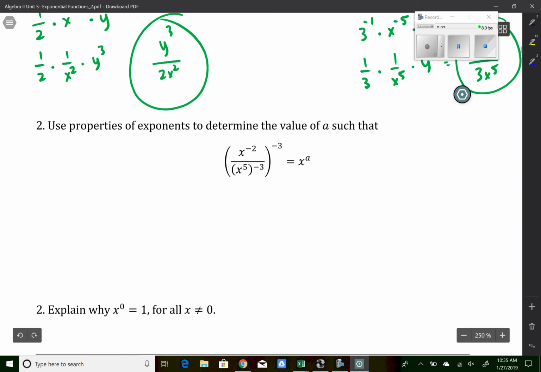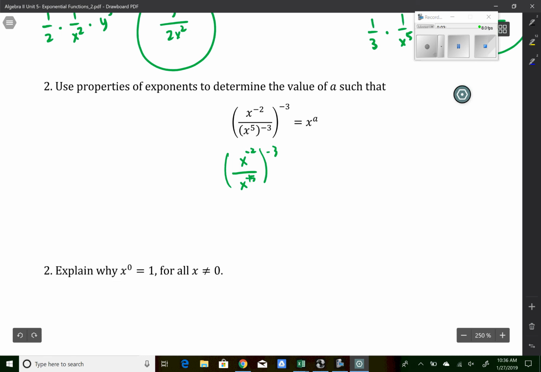So the first thing I would have done would have been multiply these two exponents. Exponents raised to exponents get multiplied. So x to the negative 2 is going to stay. X to the negative 15 is going to be in the denominator, and that's all still to the negative 3. If I divide these, I'm going to do that by subtracting. Negative 2 minus negative 15 is going to become a positive 13. So I have x to the 13 all to the negative 3.